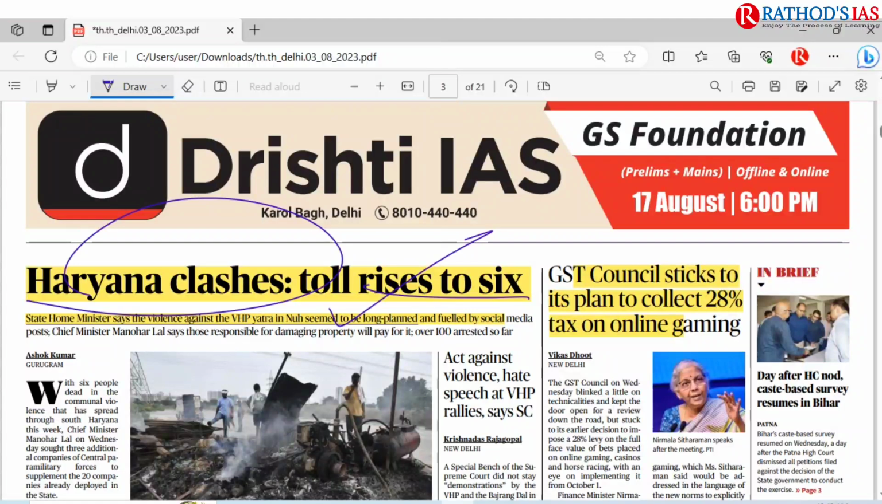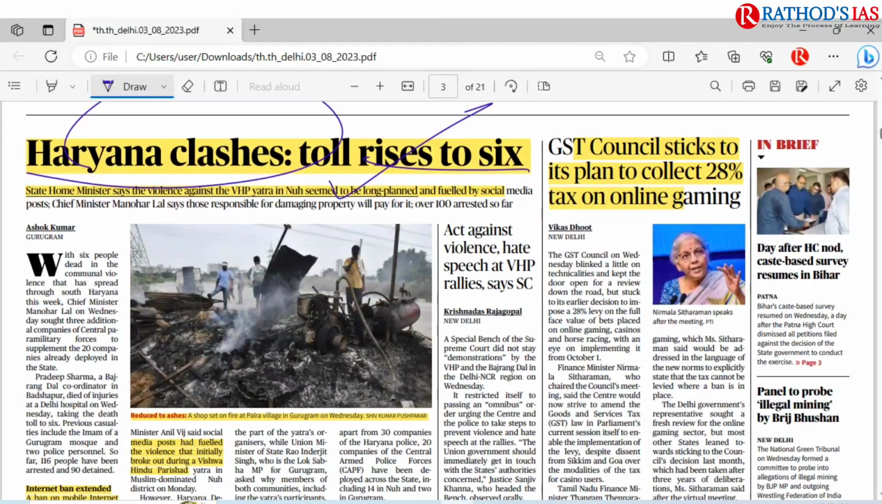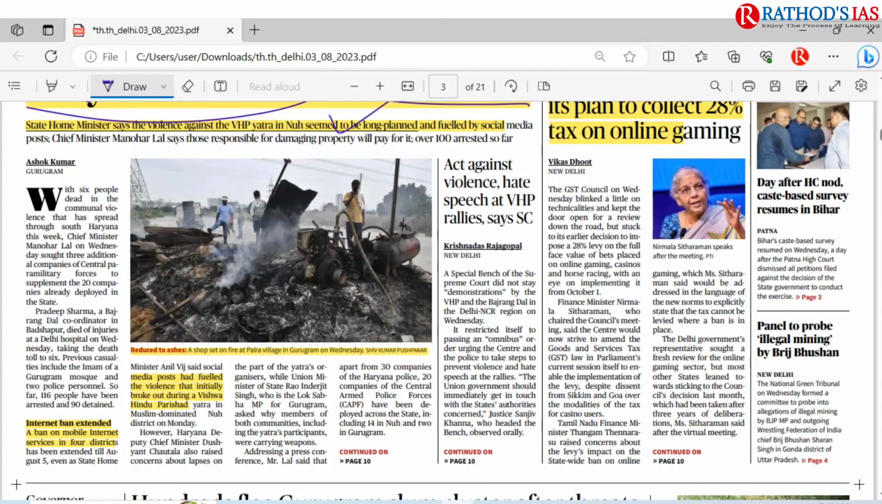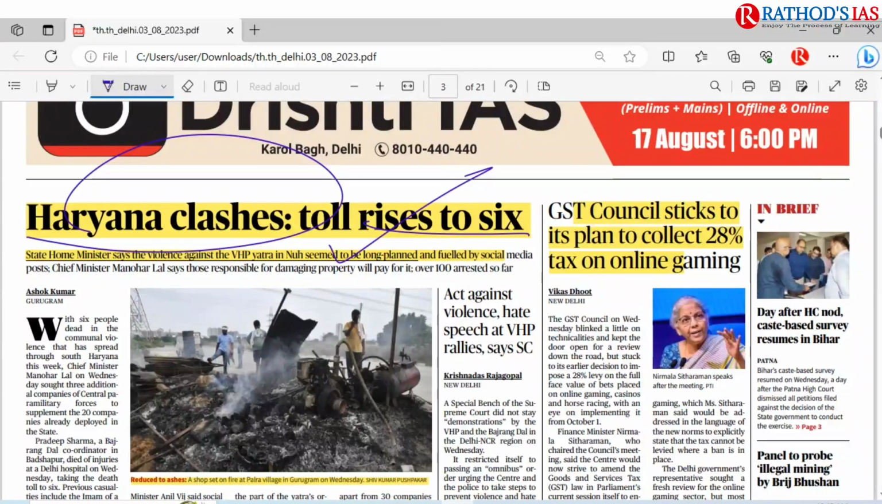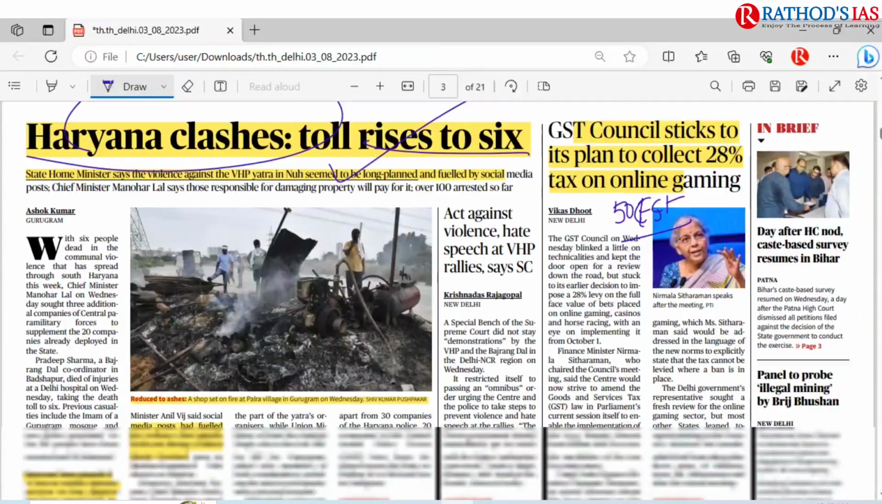Okay, so this is mainly because of the spread of communal violence, which is because of the spread of misinformation. So because of this, internet shutdown is seen in Haryana. And the next topic is GST Council sticks to plan to collect 28% on online gaming. So this is a decision taken by the GST Council in the 15th GST Council meet.